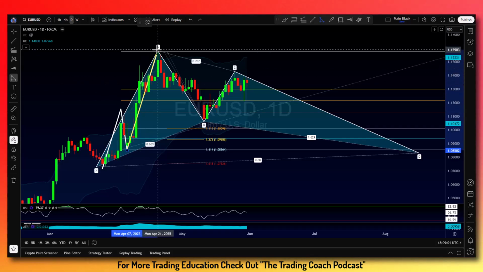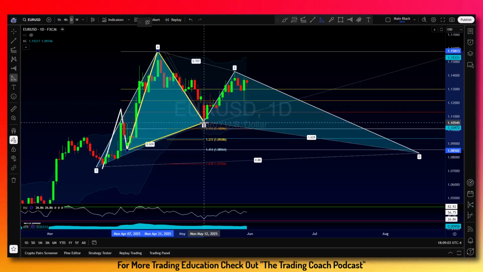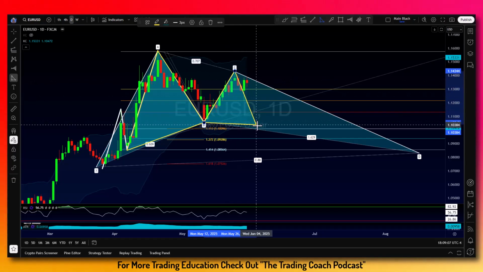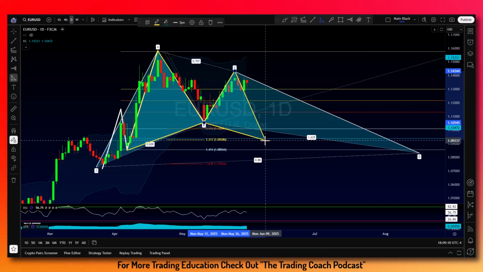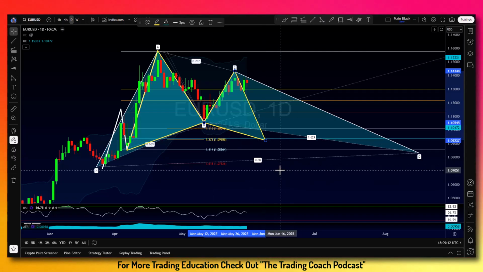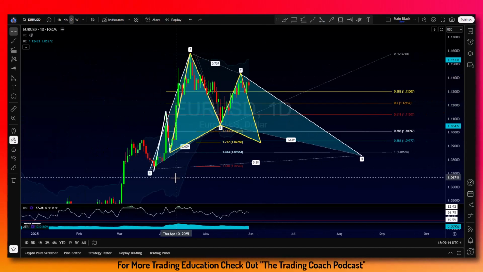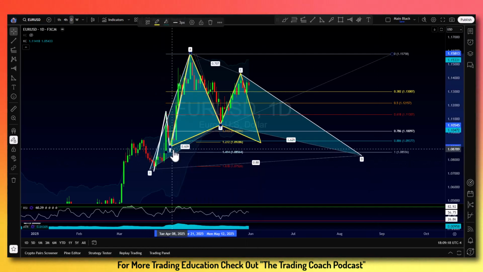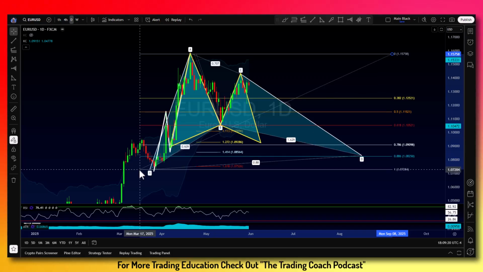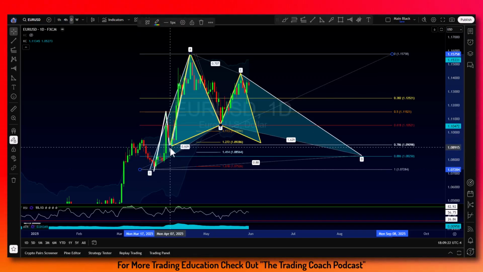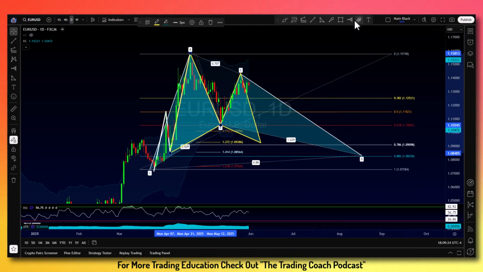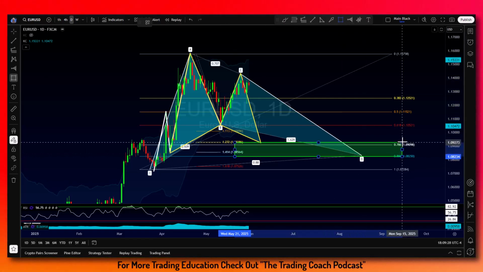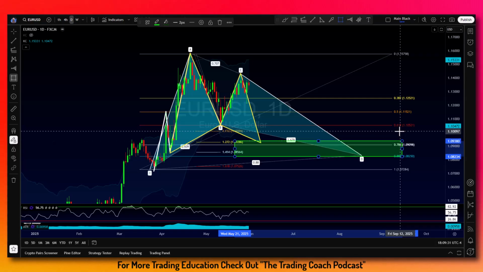Swing low to swing high, X to A. B is going to be the same. C is going to be the same. That D completion is going to be different yet the same, right? Different in that it completes at the 127. However, the same in the fact that it doesn't complete too far away from that 886, right? Our 886 was down here. Our 127 is up there. So they're in similar zones.